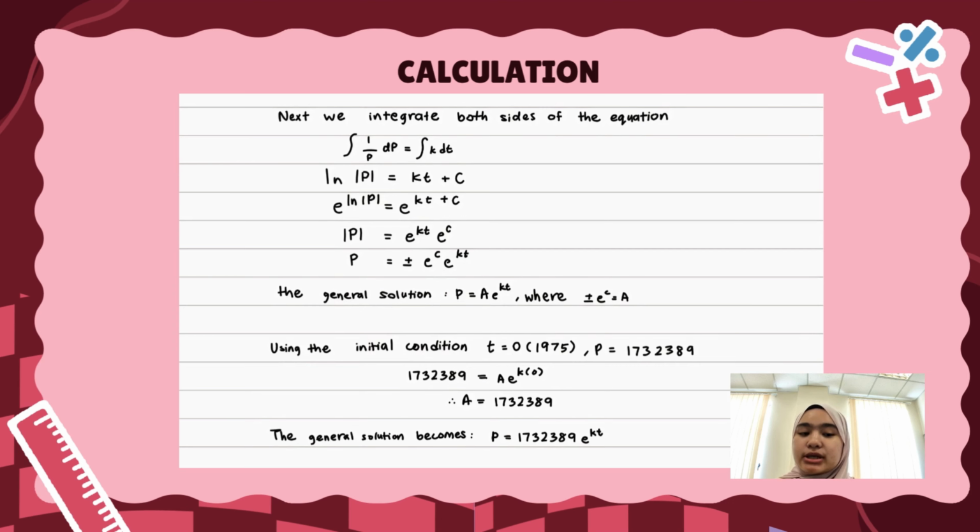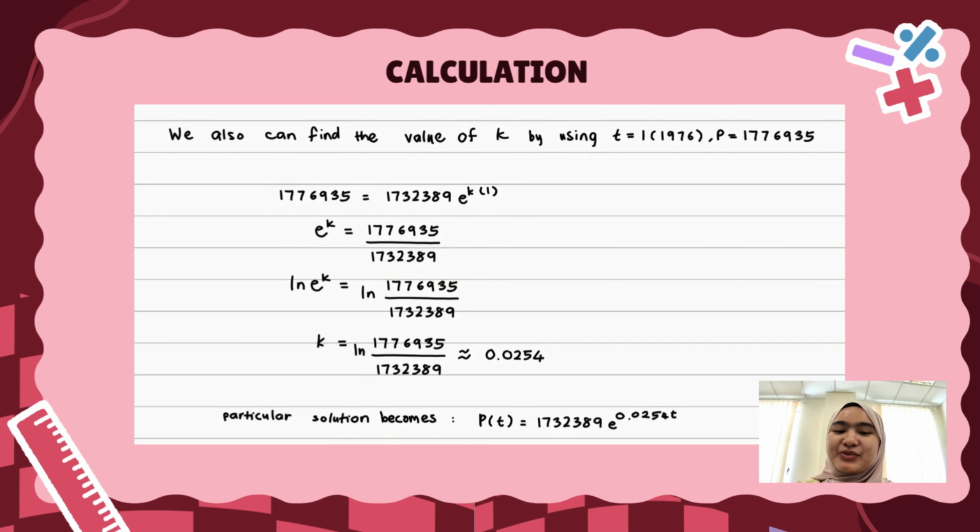A represents our starting point. Looking at our data from 1975, which we will call time zero, our population was 1,732,389. When we plug that in, A reveals itself to be exactly the initial population. So the general solution becomes P equals 1,732,389 e to the power kt.